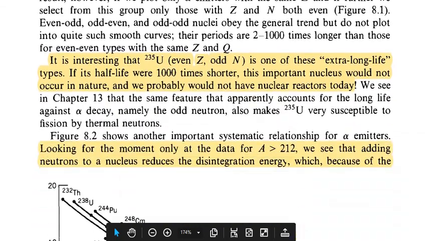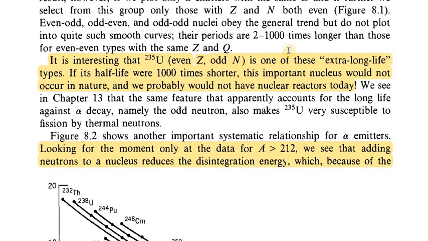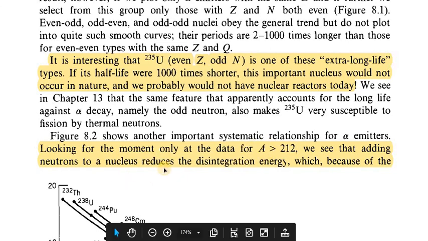It is interesting that 235U, with Z even and N odd, is one of these extra long-lived types. If its half-life were 1000 times shorter, this important nucleus would not occur in nature, and we probably would not have nuclear reactors today. Okay. Looking for the moment only at the data for A greater than 212, we see that adding neutrons to a nucleus reduces the disintegration energy.